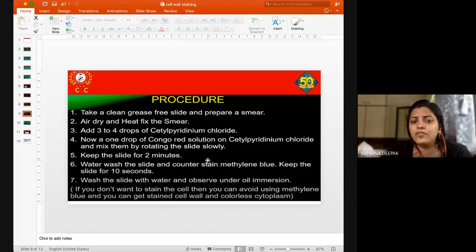So the slide has to be kept for 2 minutes. Water wash the slide and counterstain with methylene blue and keep the slide for 10 seconds. Okay, and wash the slide with water and observe them under oil immersion.